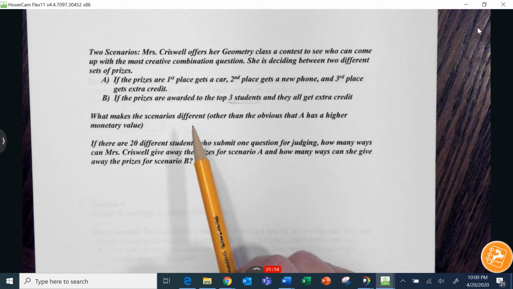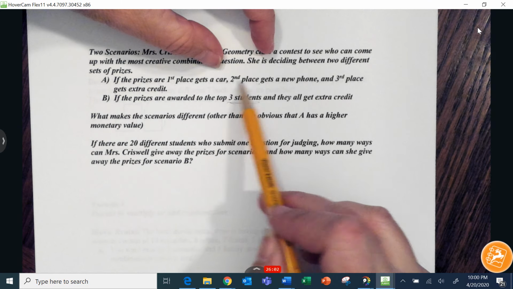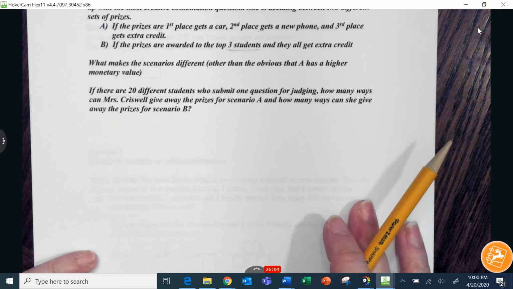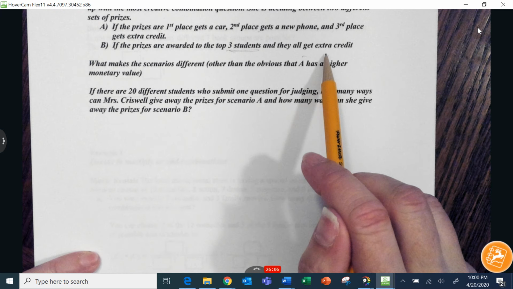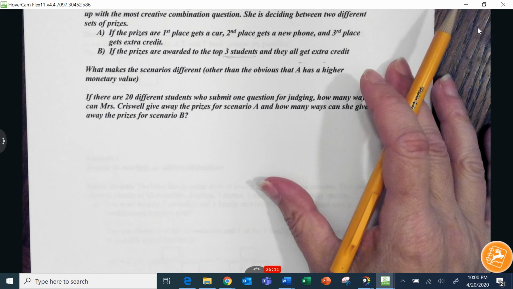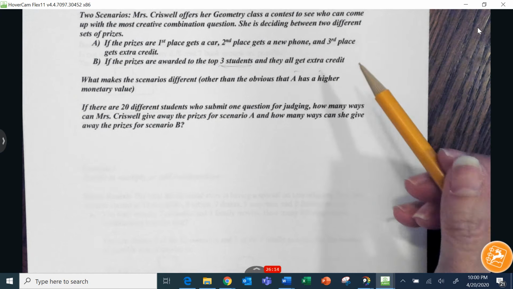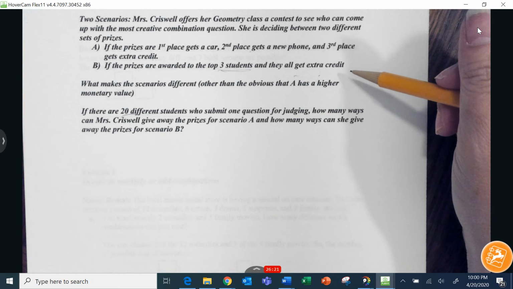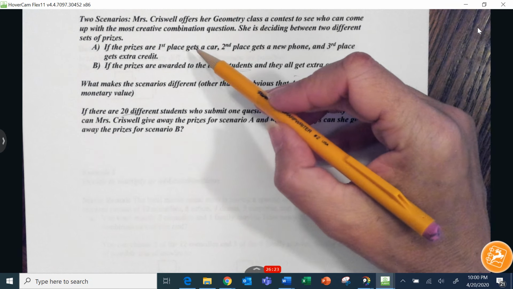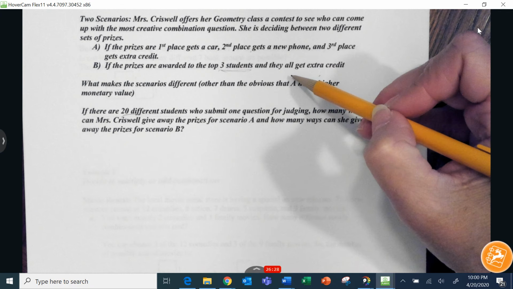So besides the fact that this one has way more expensive prizes, but really, extra credit is priceless, right? Besides that difference, what also is different about the scenarios? If you were to put yourself in this class, there's 20 students in this class. What would be the difference between you winning one of these?